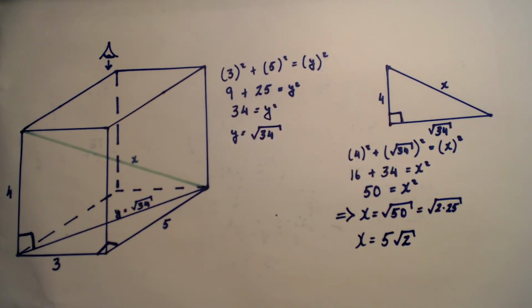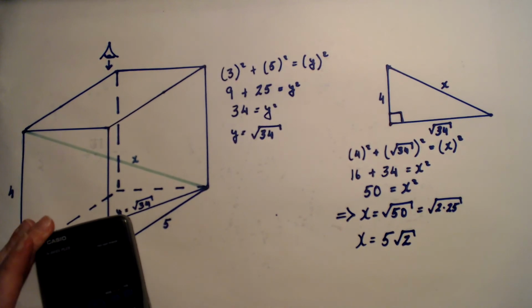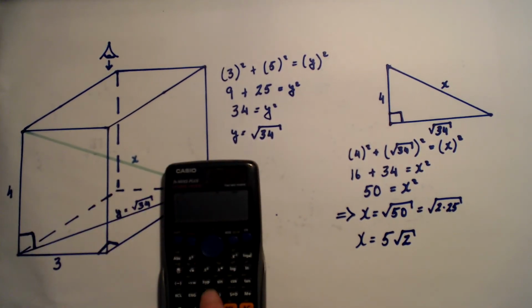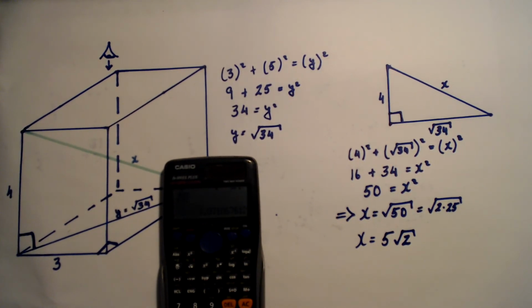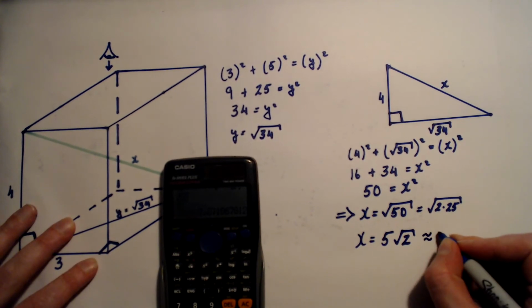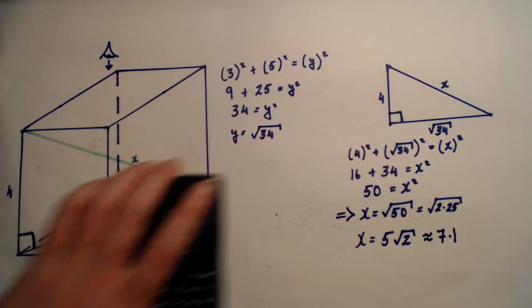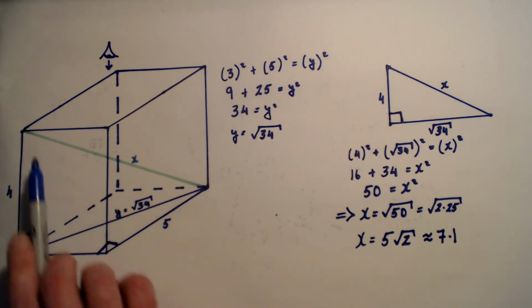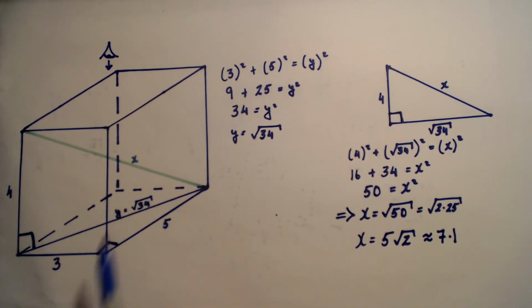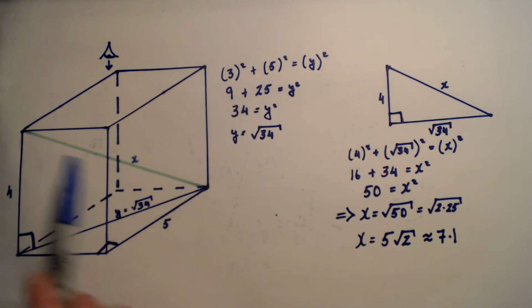And that's my answer. I always like to check approximately what that is. I use my calculator. The square root of 50 is approximately 7.1. The only reason I do this is to check that my answer makes sense. Well, I have a width of 3, height of 4, length of 5 here, so 7.1 makes sense to me. I don't think I've made any mistakes. This answer is correct.